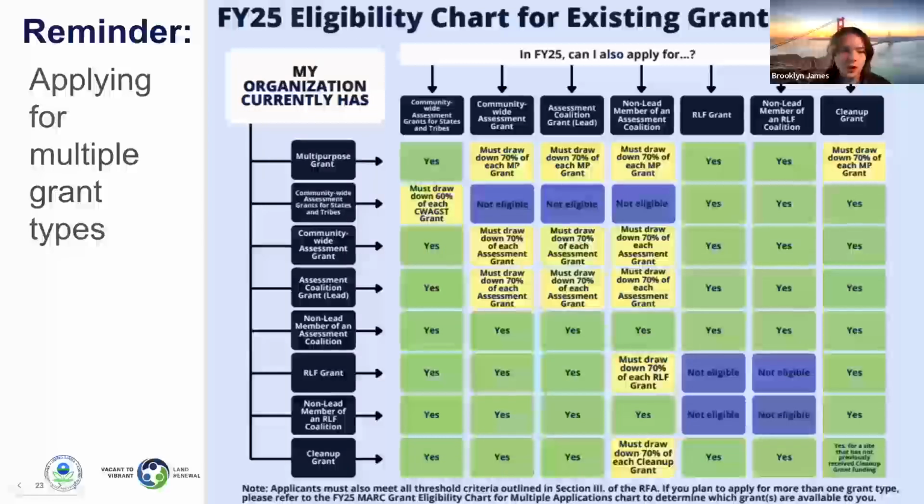Okay, I wanted to put up this chart just because we got some feedback in our last webinar that people were curious about applying for multiple grant types or things that might exclude you from applying. So this chart is a little hard to look at and there's a lot of words, but the biggest takeaway I wanted to highlight here is that you can apply for an assessment grant and a cleanup grant together, or you can hold them both at the same time. But if you apply for a multi-purpose grant and you want to apply for another grant type, you have to draw down at least 70% of that funding and spend it before you can apply for another grant. Okay, next slide.